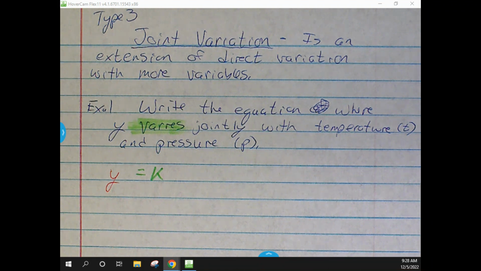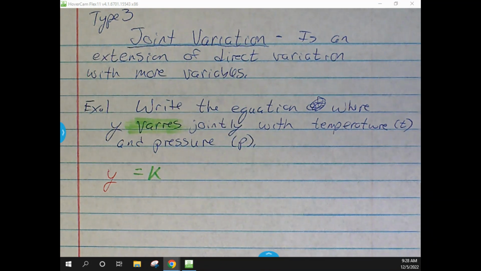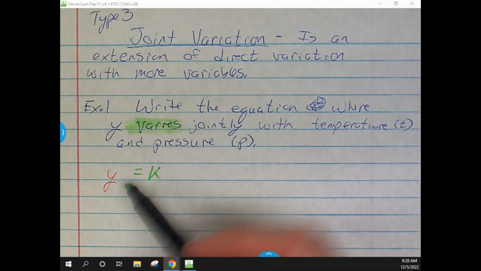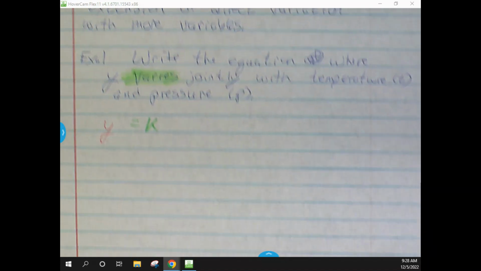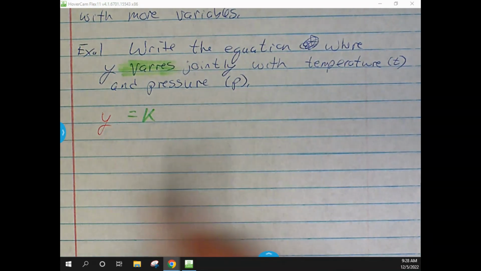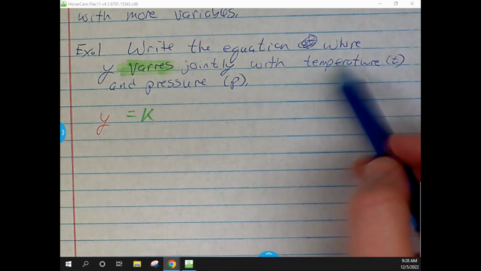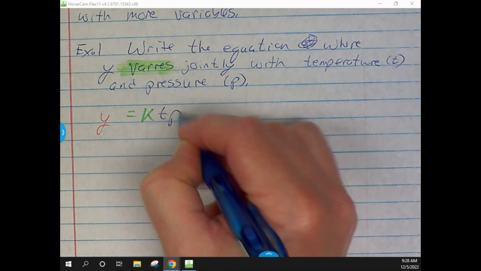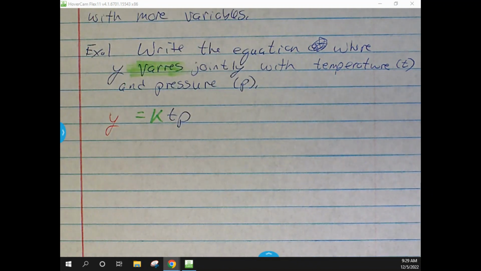So they give you the first variable, they give you varies, and they tell you how it varies, whether it's direct or joint or inverse. But the word varies basically is just the equals K part. That way there's always some type of equation. And then everything after that tells you what to do with the variables. If it's jointly, it just means these two things are multiplied together. So if they ask you to write an equation of it, it's just y equals K times T times P. Again, joint variation is just an extension of direct variation.